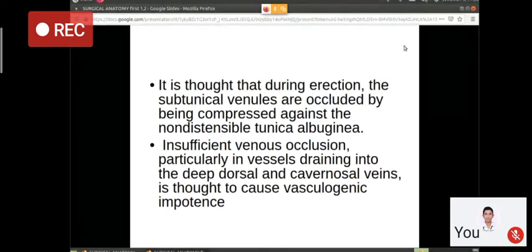It is thought that during erection, the subtunical venules are occluded by being compressed against the non-distensible tunica albuginea. Insufficient venous occlusion, particularly in vessels draining into the deep dorsal and cavernous vein, is thought to cause vasculogenic impotence.